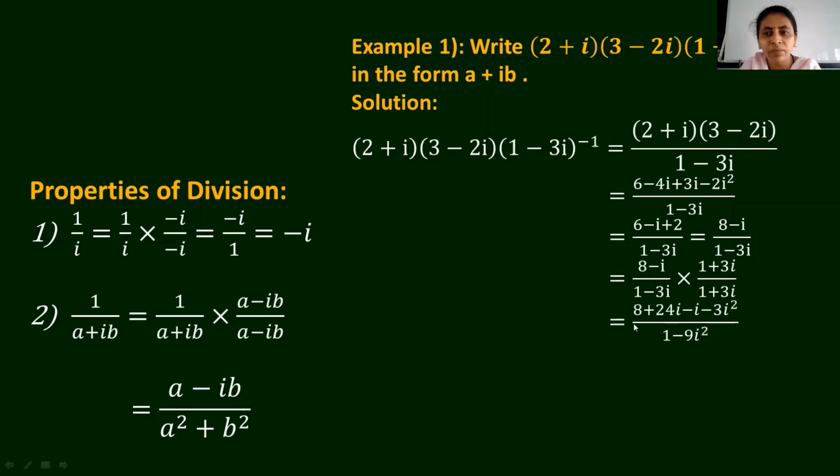So finally, after doing the multiplication of numerator with numerator and denominator with denominator, we get the complex number (11 plus 23i) upon 10, and by separating real and imaginary parts, we get 11 upon 10 plus 23 upon 10 into i. So this number is in the form of a plus ib, where a and b are real numbers belonging to R. So in this way, we can do multiplication and division of complex numbers, and in this way we can simplify the given expression in the form of a plus ib.